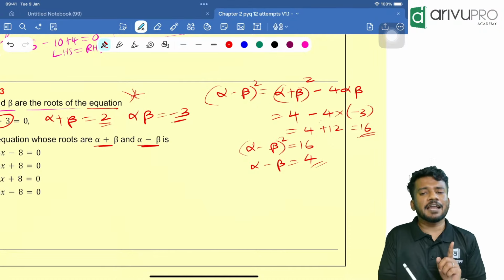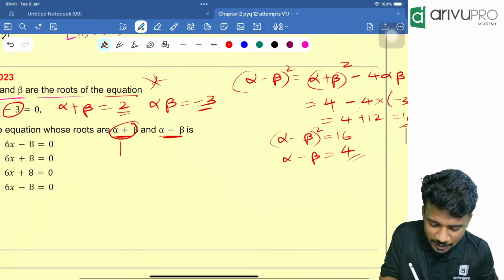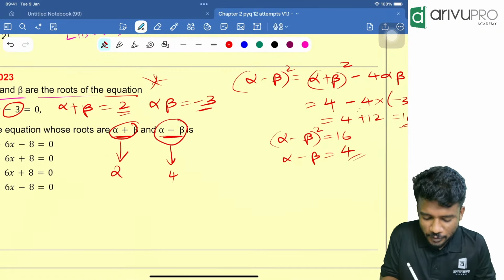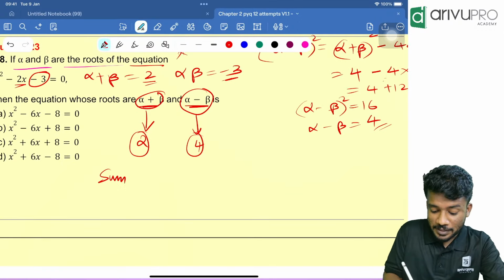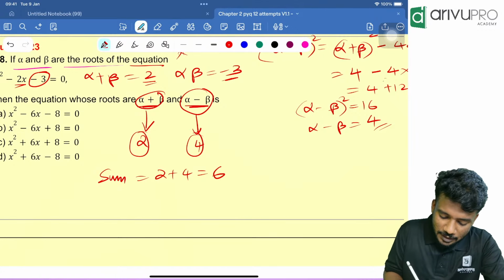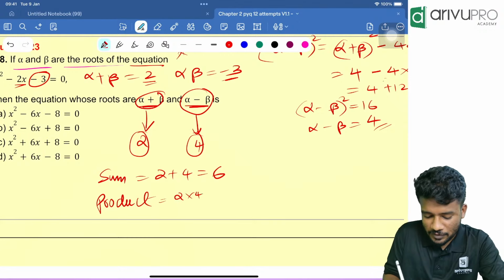Okay. So I have alpha plus beta and I have alpha minus beta. Alpha plus beta is 2. Alpha minus beta is 4. So these are the roots of the equation we are going to find. People, the sum is how much? Sum is nothing but 2 plus 4, which is equal to 6. Then the product of the roots is how much? 2 into 4, which is equal to 8.